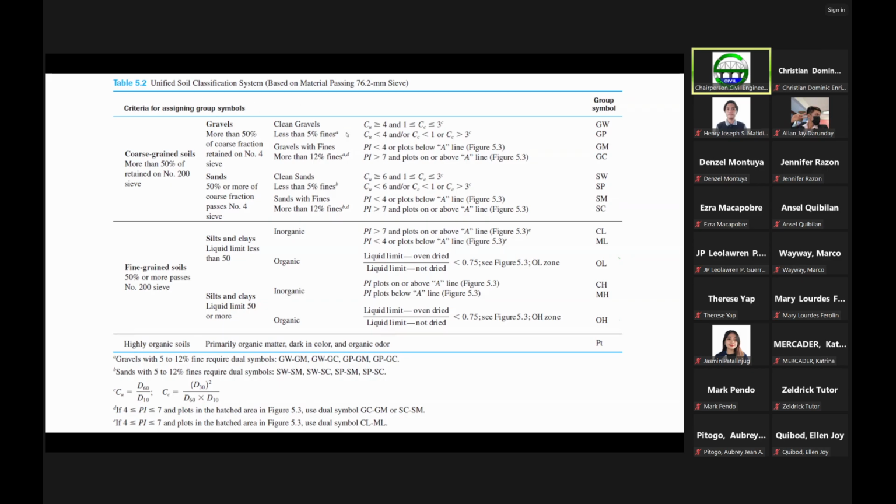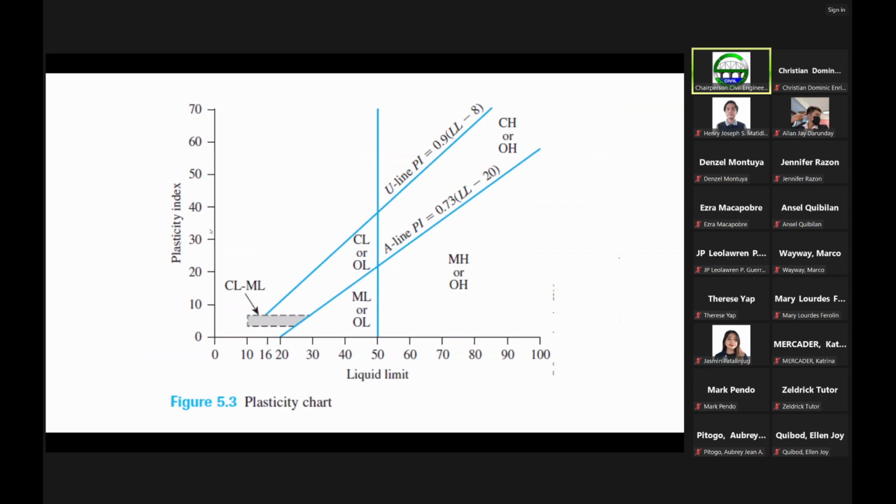Okay, that's for the case of clean gravels. Now for the case of gravels with fines, with more than 12% fines, it again has two criteria. If the PI is greater than 4, or plots below the A line in figure 5.3, where's the figure? Okay, this one here.